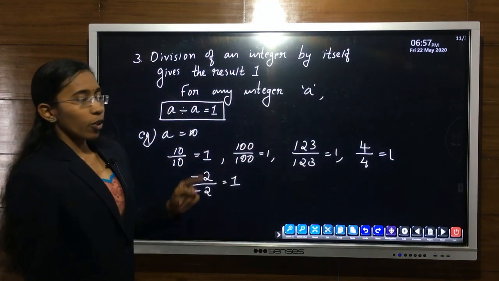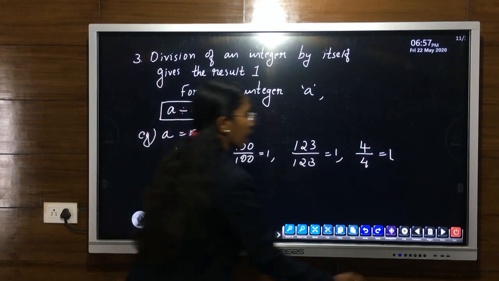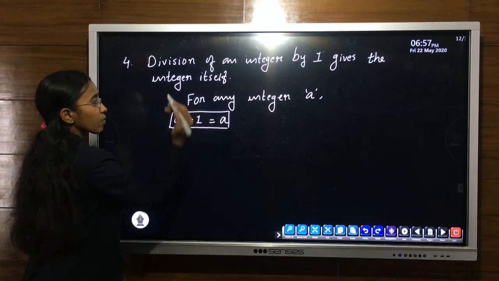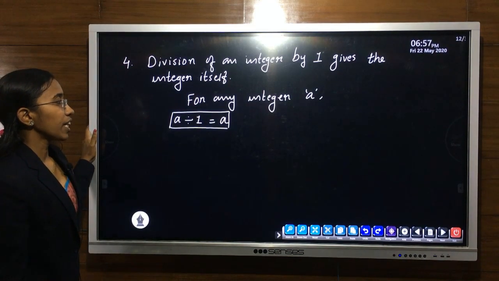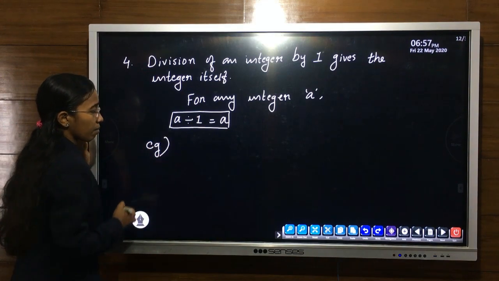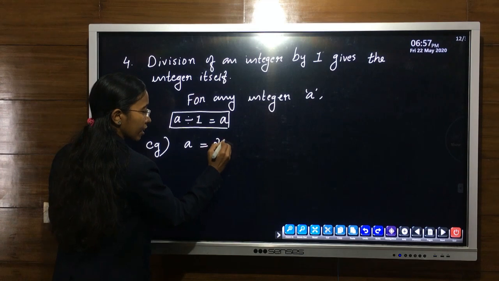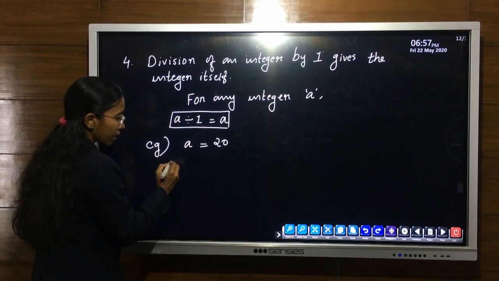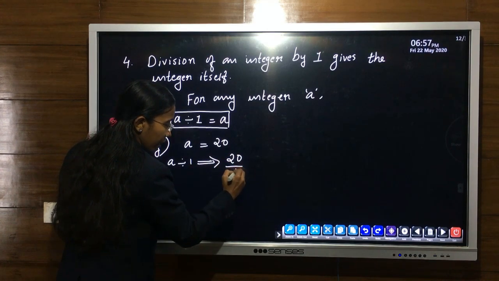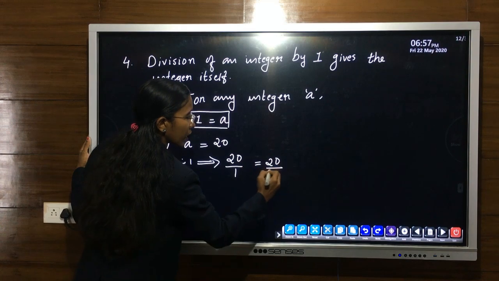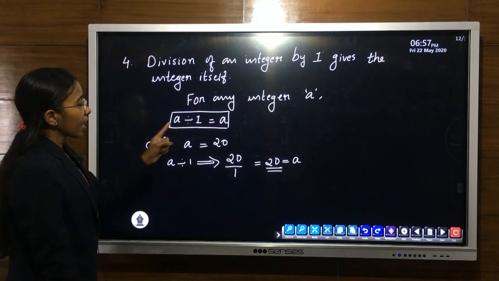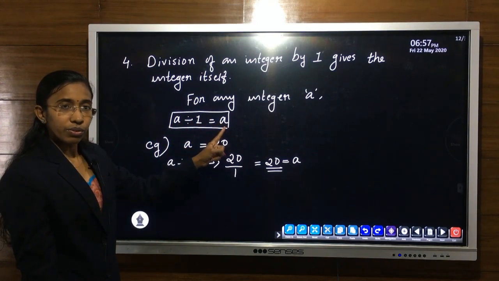Third property is division of an integer by itself. And our fourth property is division of an integer by 1. That is, for any integer a, a divided by 1 equals a. Just check with one example. You take a as 20. Then what is a divided by 1? A divided by 1 implies 20 divided by 1, that is 20. This is our a, that is a divided by 1 equals a.